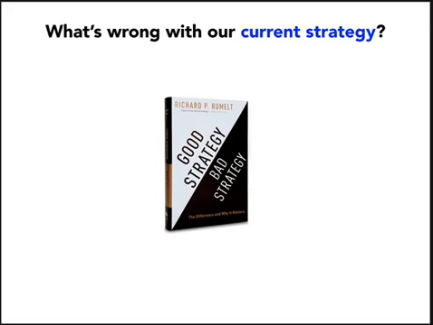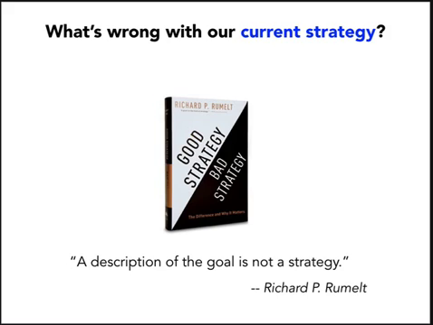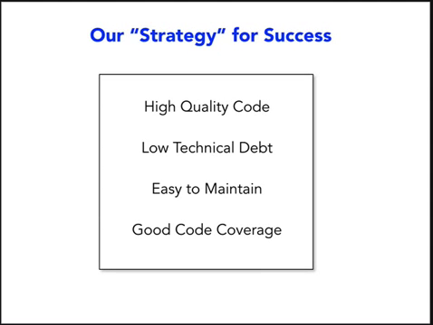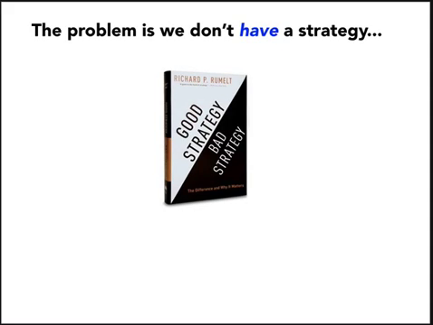So what's wrong with our current strategy? I mean, it's not like we don't know it's important to write maintainable code. So I was reading this book, Good Strategy, Bad Strategy, and by the first chapter, I already had my answer. A description of the goal is not a strategy. And if you think about it, this is really our strategy for success. We talk a lot about what it means to have maintainable code and why it's important, but what we don't talk about is how the hell we're supposed to pull this off in the context of a business system. The problem is we don't really have a strategy for solving this problem, and we really need one.